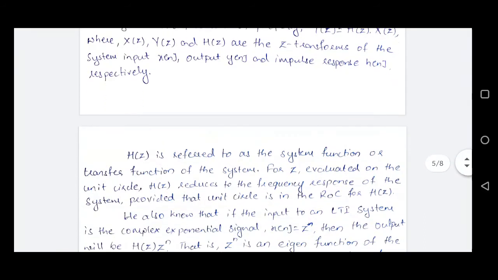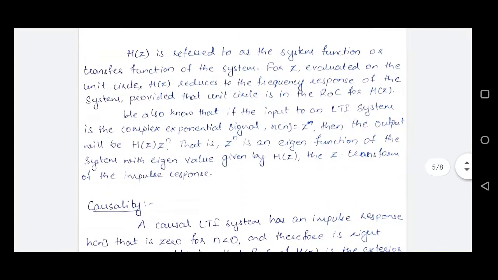This H of z, which is the Z transform of the impulse response, is generally referred to as the system function or transfer function of the system. This system function or transfer function is the system characterization in the Z domain. And if Z is evaluated on the unit circle, then the transfer function will reduce to the frequency response, because if the Z transform is evaluated on the unit circle, it will be the Fourier transform. So for mod of z equals 1, the system function or transfer function will reduce to the frequency response, provided the unit circle is in the region of convergence of the system function H of z.